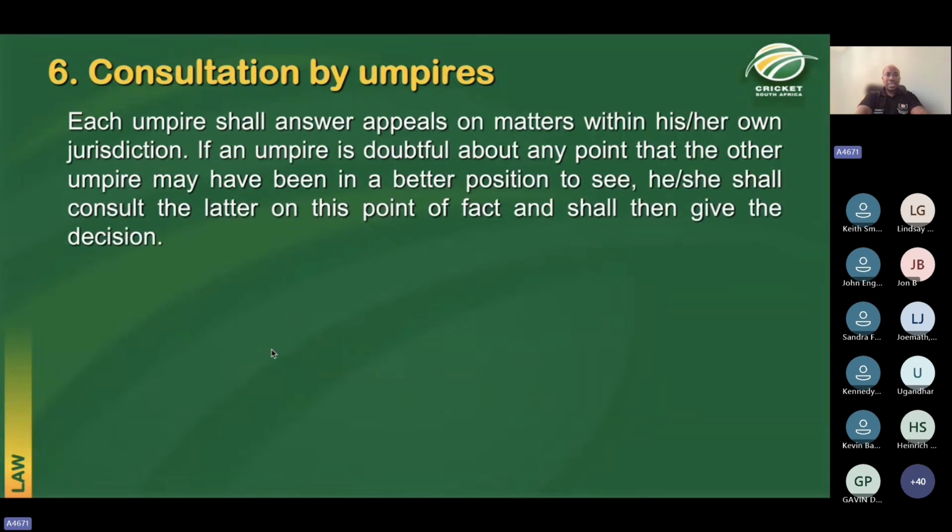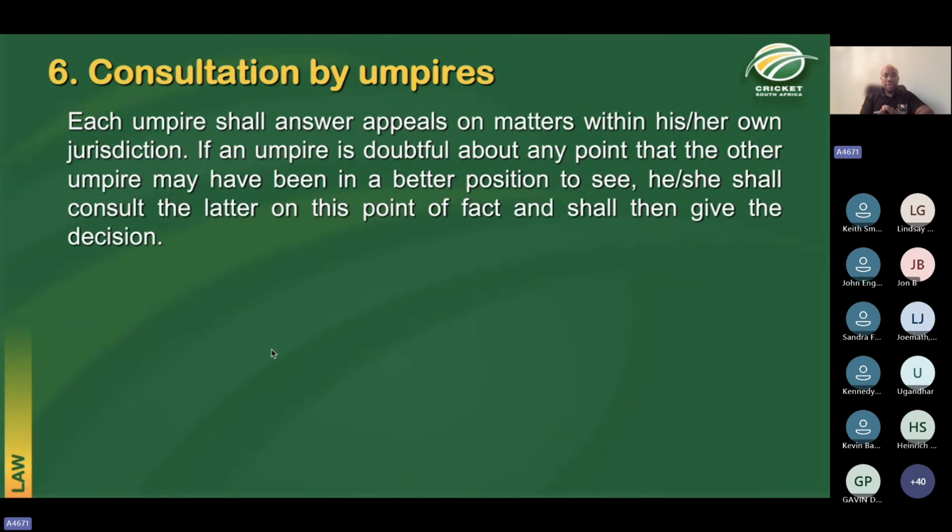Do umpires consult? Are they allowed to consult? The law tells us that each umpire shall answer appeals on matters within his or her own jurisdiction. However, if an umpire is doubtful about any point that the other umpire may have been in a better position to see, he or she shall consult the other umpire on this matter of fact and shall then give the decision of out or not out.